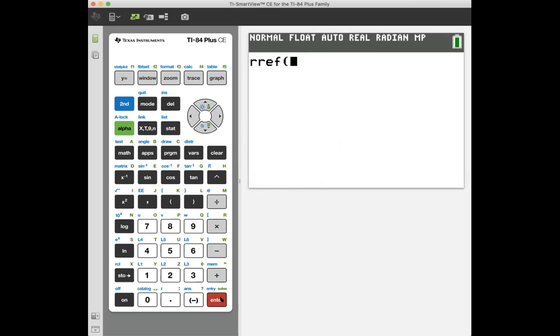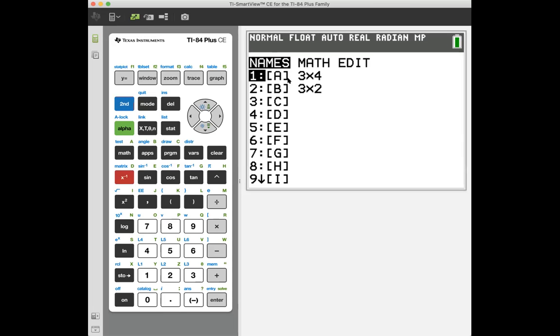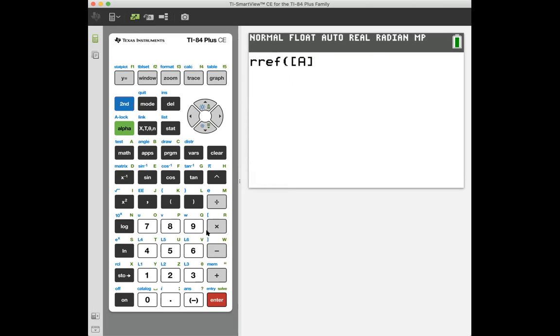So then we're going to hit enter, and then we have to tell it which matrix to use. So back into that matrix menu, second matrix. We typed our matrix into A. Everybody typed it into A, so everyone's going to hit enter to use matrix A. Close your parentheses, and then hit enter.